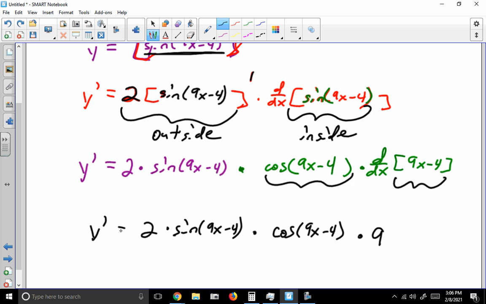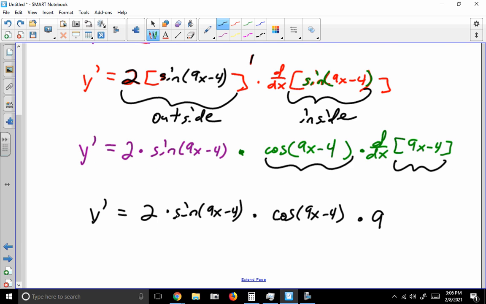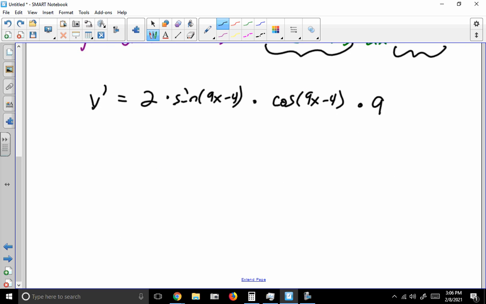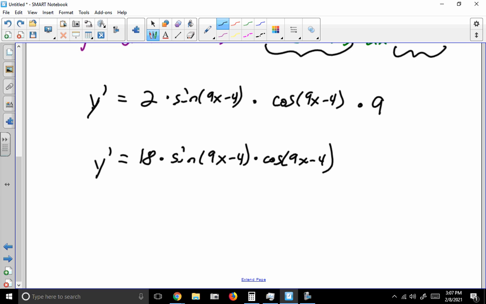And then we can simplify a little bit. We have a 2 on the outside, a 9 on the outside. So we could call that 18. That's times sine of 9x minus 4. And that's times cosine of 9x minus 4. So once we simplify, we get this.